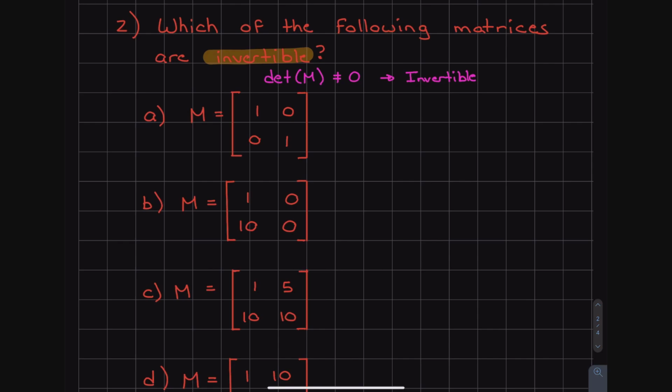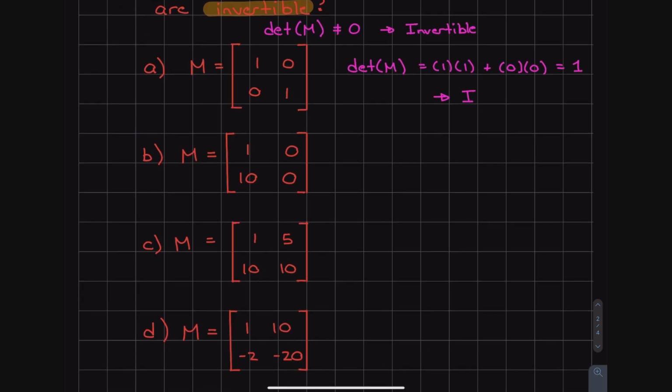So for a 2x2 matrix, the determinant's pretty easy. In this case, the determinant of M is going to be equal to 1 times 1 plus 0 times 0. And if we do the math here, which is pretty complex, we find out that the determinant's equal to 1. And since 1 is not equal to 0, yes, this one is invertible. So I'm just going to put I there for invertible. I'm just too lazy to write it out. You already know by now I'm lazy. So we can move on to part B.